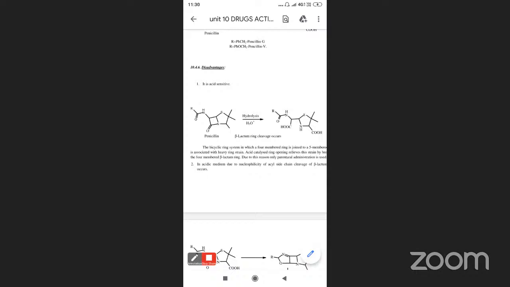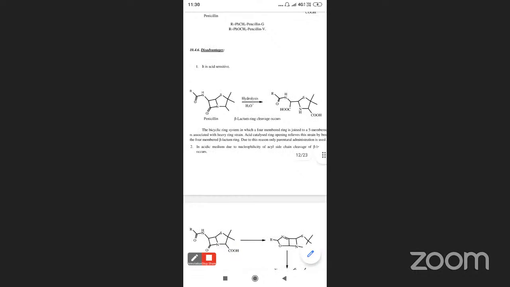And the disadvantage is also there: penicillin is acid sensitive, right? It is acid sensitive, meaning when you take this penicillin orally... generally we have various administration processes, drug administrations like oral administration and intravenous administration. These are the various methods of consuming drugs here, right?